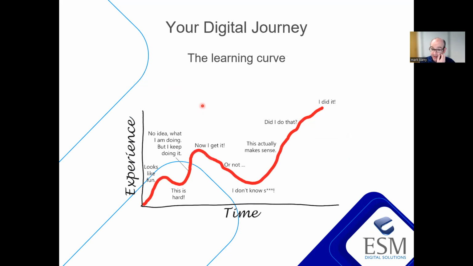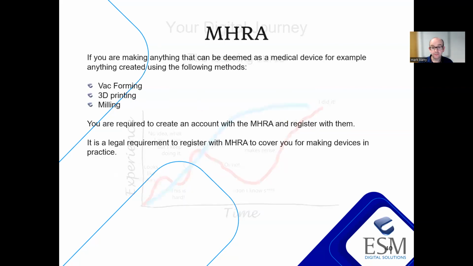The learning curve. We see lots of illustrations like this about learning and the learning curve. We like it to be nice and straight, but sometimes it's up and sometimes it's down, sometimes it's drawn out. But the bottom line is, what you want is for it to be nice and straight and relatively short. That's going to happen when you've got good backup behind you, and that's generally through your supplier, through your peers, through various groups that you might be part of.